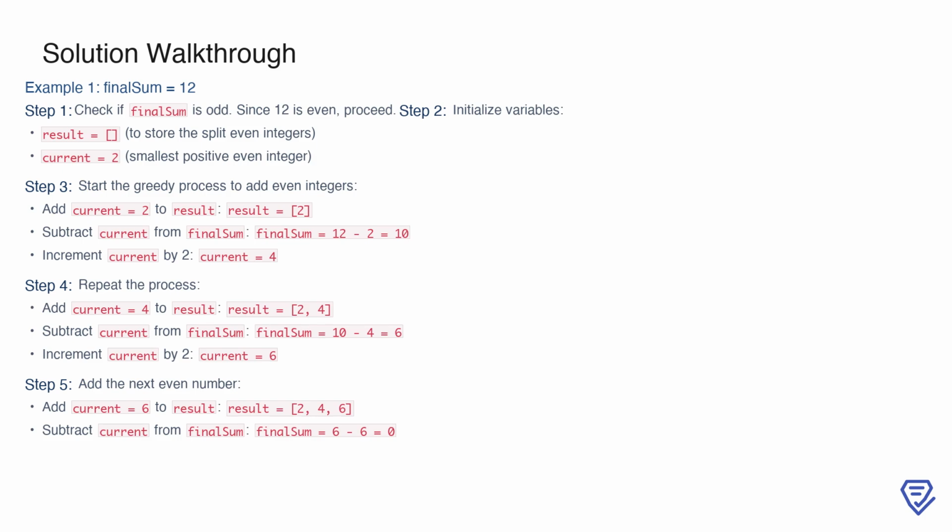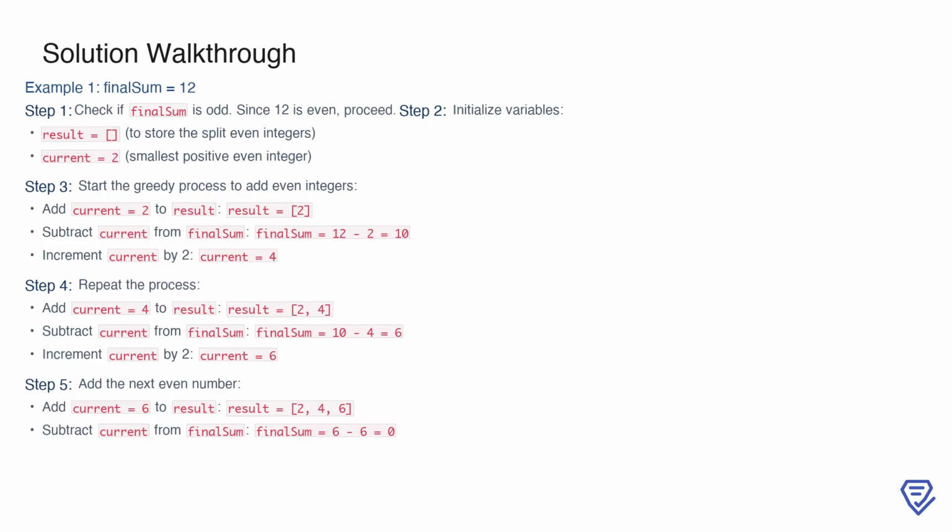First, we add current, which is 2, to the result list. This makes result equal to 2. We then subtract 2 from final sum, reducing it to 10, and increment current by 2, making it 4. In the next iteration, we repeat the process by adding 4 to result, resulting in 2, 4. We then subtract 4 from final sum, leaving us with 6, and increment current to 6.